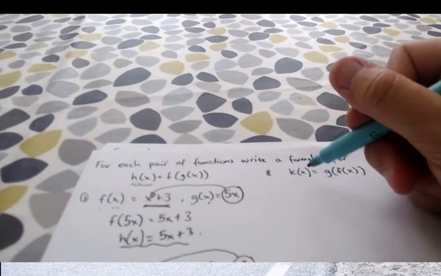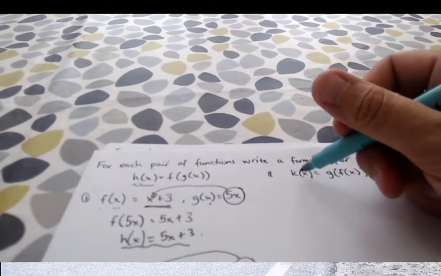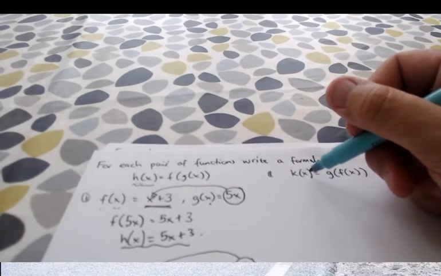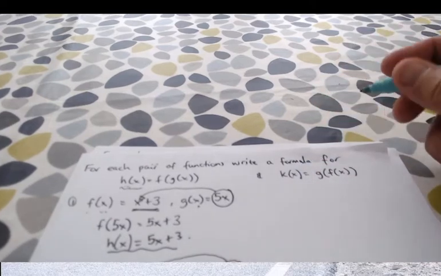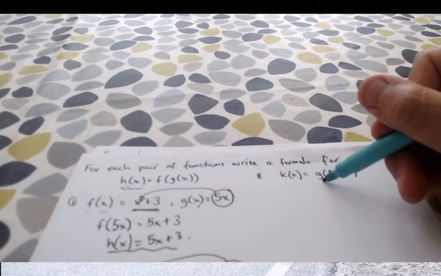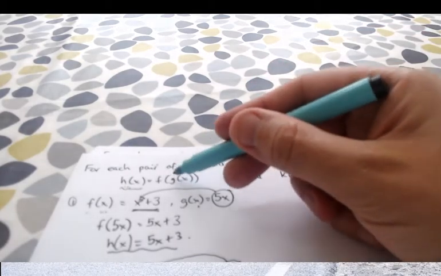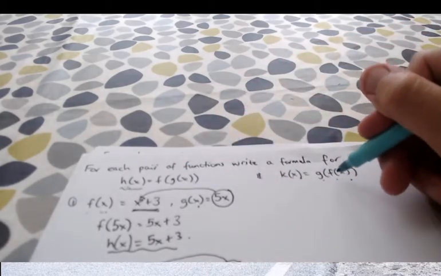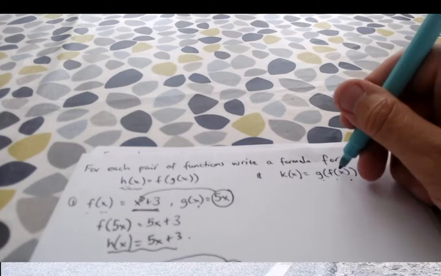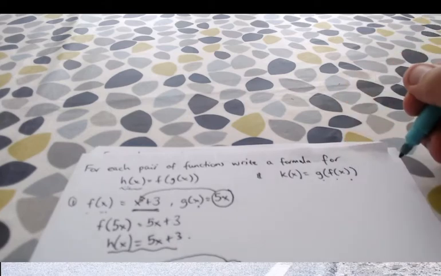This time, we're going to create this new function called k of x. F, g and h have already been used. And this time, it's going to be g of f of x. Last time it was f of g of x. This time it's the other way around. So this time the f of x is going to go into the g of x.